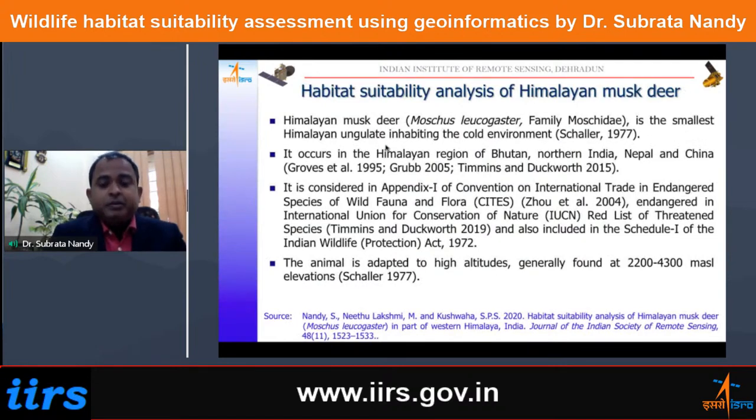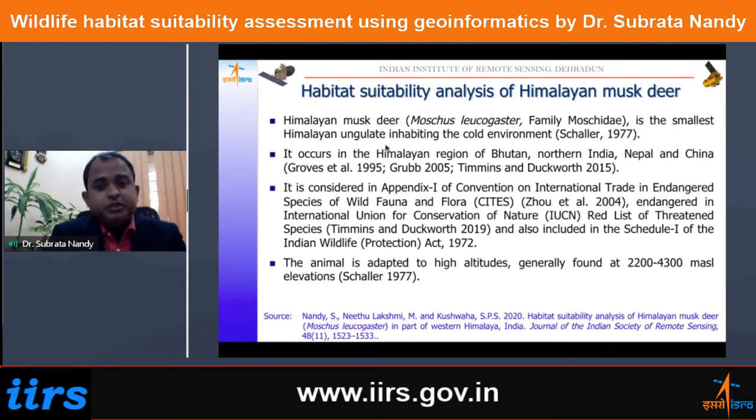So I'll show you an example where the presence points are being used. In the earlier study in multi-criteria analysis, where AHP modeling was used, you don't actually need this point data, but for verifying your output, if you have a point data set, you can verify using those.